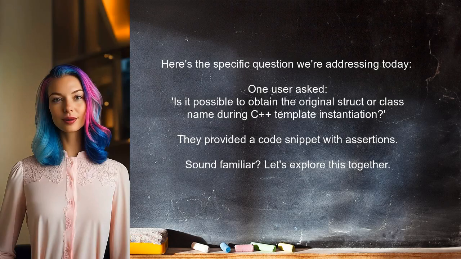Here's the specific question we're addressing today. One user asked, is it possible to obtain the original struct or class name during C++ template instantiation? They provided a code snippet where they wanted one assertion to return true and another to return false. Sound familiar? Let's explore this together.